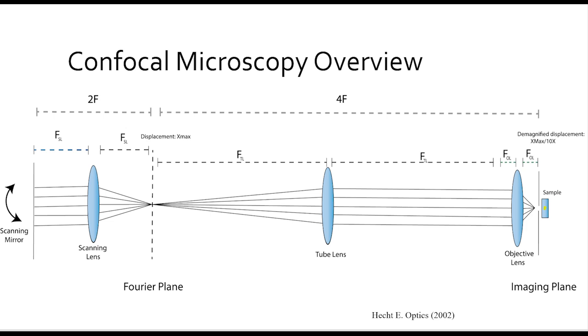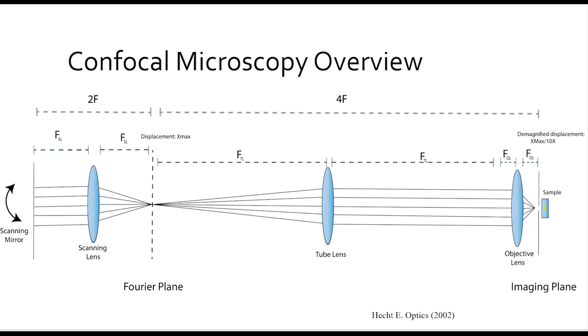So these Fs for the 4F or the 2F imaging system, they just refer to the focal length of the lenses, and this becomes important in the geometric optics of how far apart we're placing these lenses. They're going to correspond to the focal length. So now getting into the confocal element of this, between the two lenses, the scanning lens and the tube lens, lies the Fourier plane, which corresponds to the spatial frequency, and the second lens reconstructs the image.